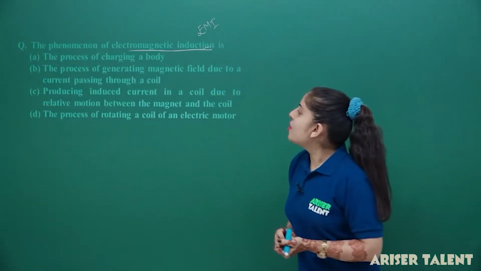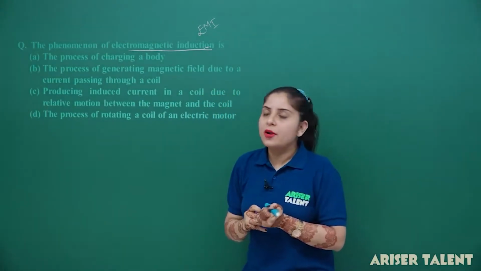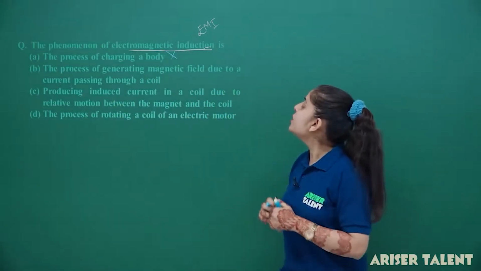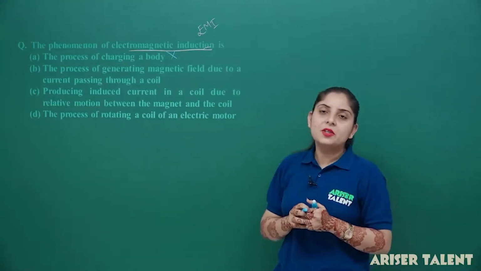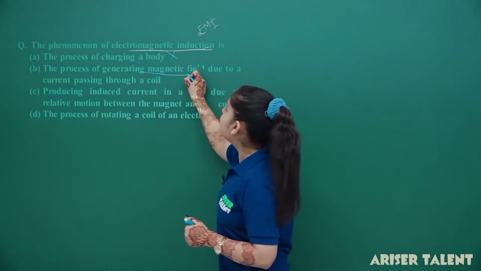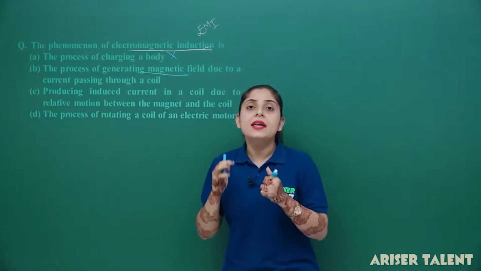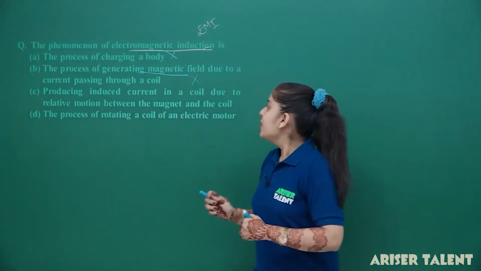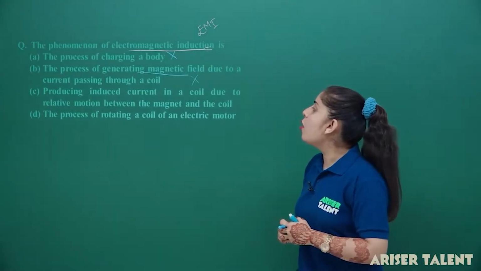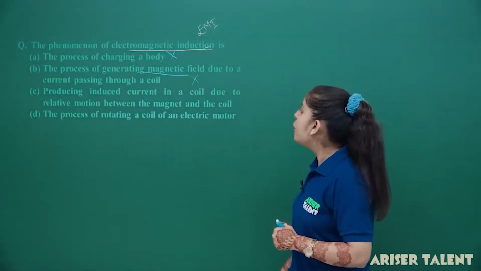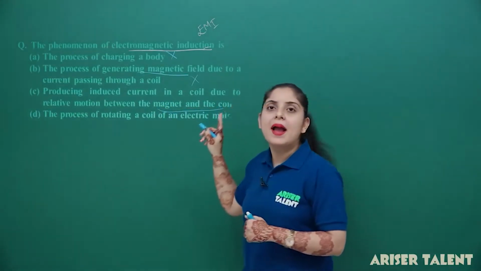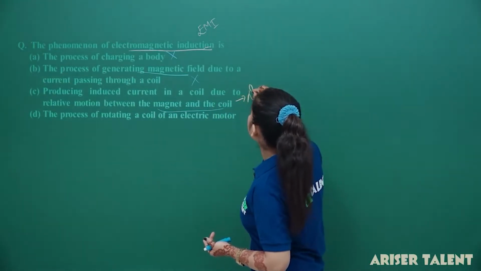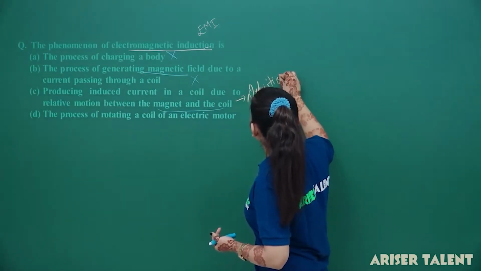The first option is: EMI is a process of charging a body. This is a false statement. It is not a process of charging any body. Next: process of generating a magnetic field due to the current passing through a coil. It is not the process of generating a magnetic field. Instead, it is the process of generating induced EMF or current in the circuit. So again, this statement is absolutely false. Now, producing induced current in a coil due to the relative motion between magnet and coil. If there is a relative motion between magnet and coil, then there will be an induced current or EMF in the circuit, and this is the definition of electromagnetic induction.